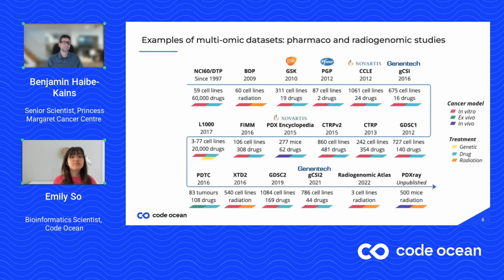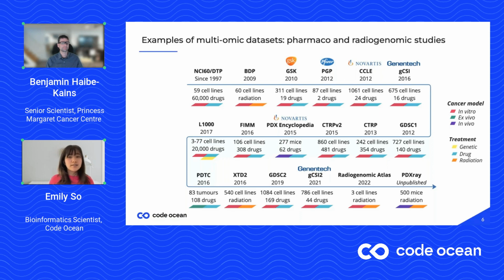When it comes to the access of multi-omic datasets that you have available for analysis, there has been a steady growth in the number of multi-omic datasets. You can see in this image here, we have the outlining of the development of accessible pharmaco and radiogenomic studies, whose access we'll touch on later in the webinar. You can see the timeline goes from 1997 to 2022, with the number of datasets slowly growing.